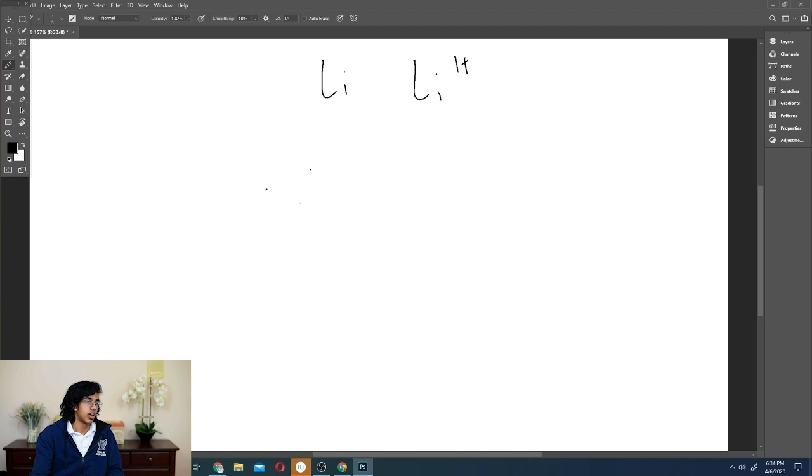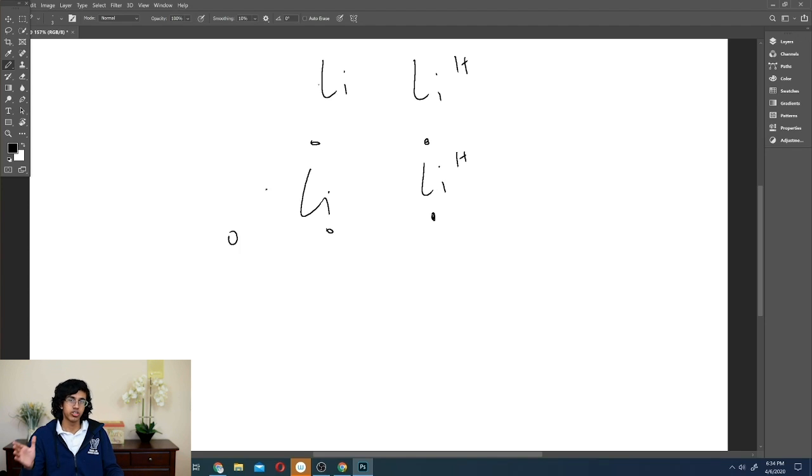So Li looks like this, boom, boom, and then you got one out here. Li1+ actually looks like this. So it's actually a lot smaller than this. So essentially, whenever you're dealing with ions, the more electrons, the bigger it is. The less electrons, the smaller it is. That's all you gotta remember.